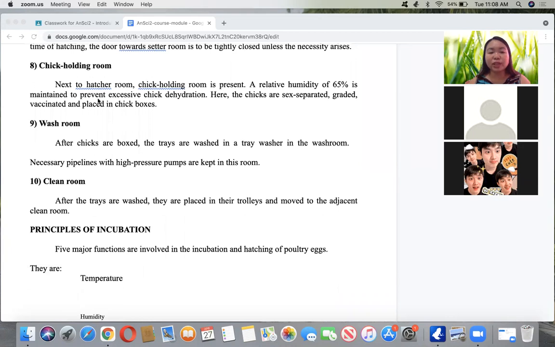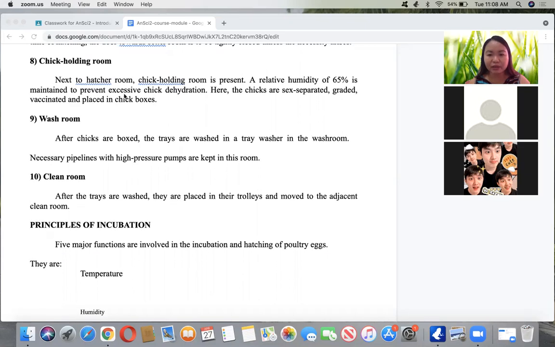And the chick holding room is next to the hatcher room, where present. A relative humidity of about 65% should be maintained to prevent excessive chick dehydration. At this point, the chicks are sex separated, graded, vaccinated, and placed in chick bags.